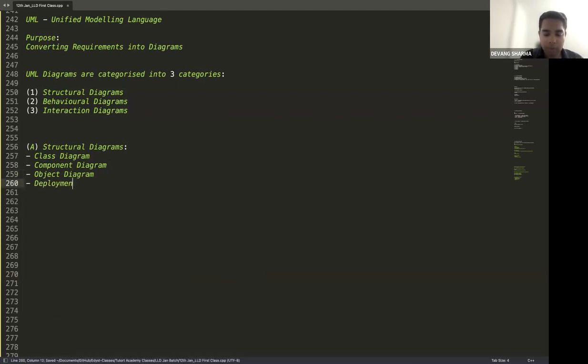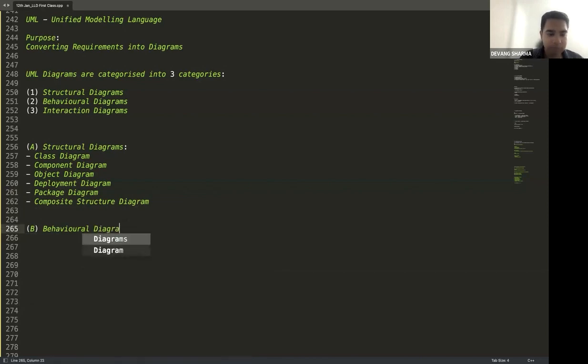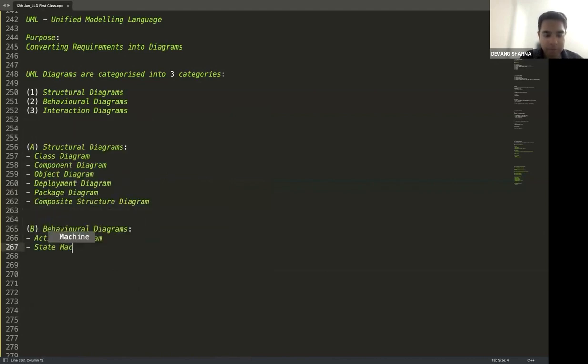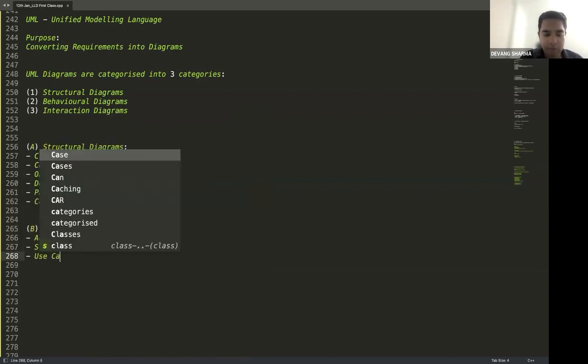We have a deployment diagram. We have a package diagram. And we have a composite structure diagram as part of structures. Then as part of behavior diagrams, we have activity diagram, we have state machine diagram, and we have use case diagram.